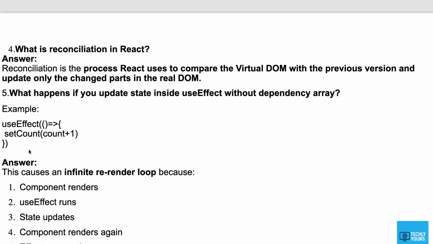So what happens if you write anything inside that? React will check if there are any changes, and whatever function is written here will be called again according to those values. But if nothing is written here, like in our question, an infinite re-render loop will happen. This causes an infinite re-render loop because the component re-renders, useEffect runs, state updates, the component re-renders again, and the effect runs again. It will keep on looping, so never keep it like this.